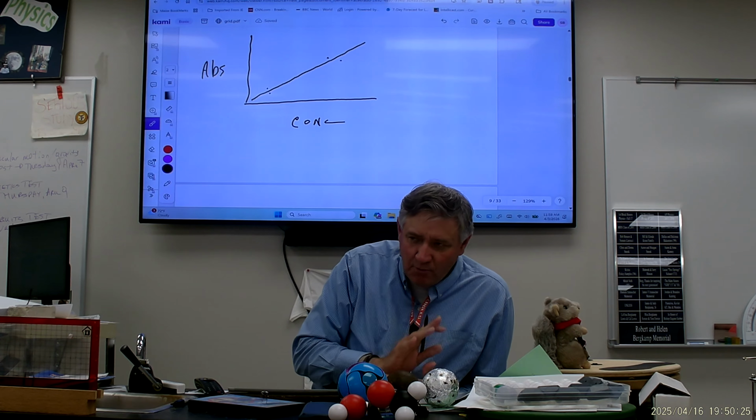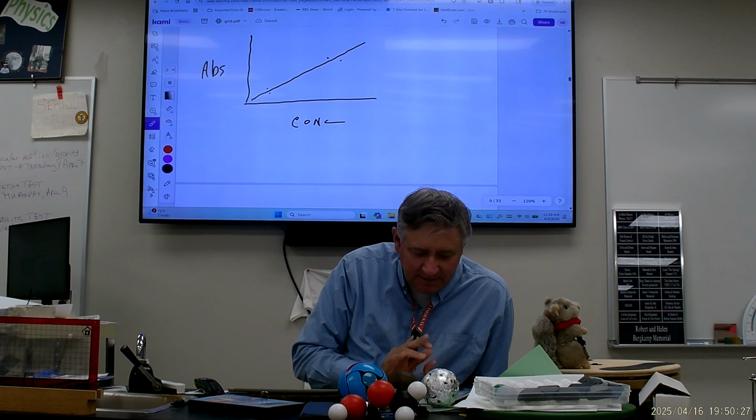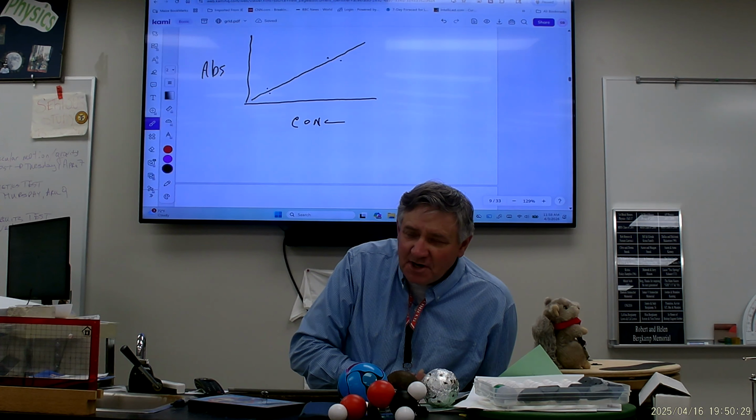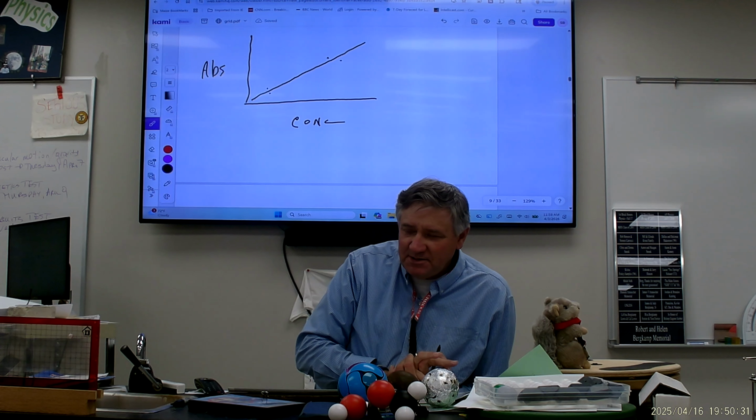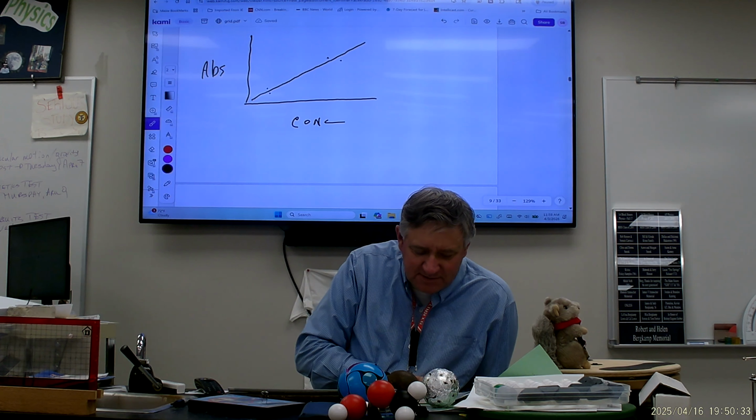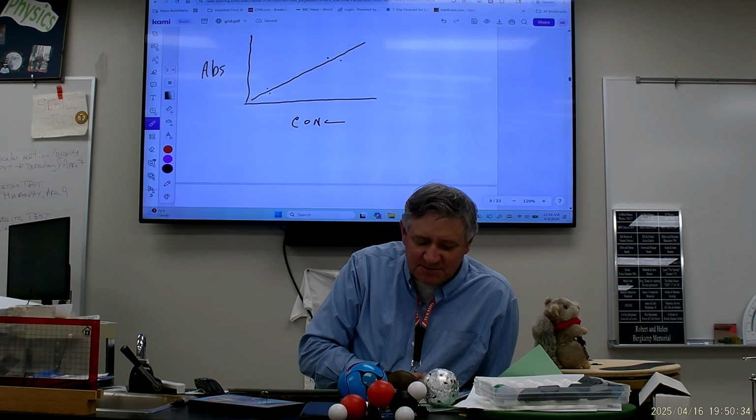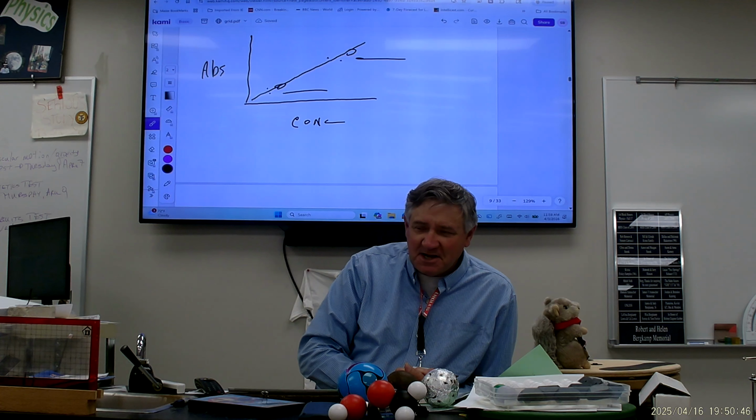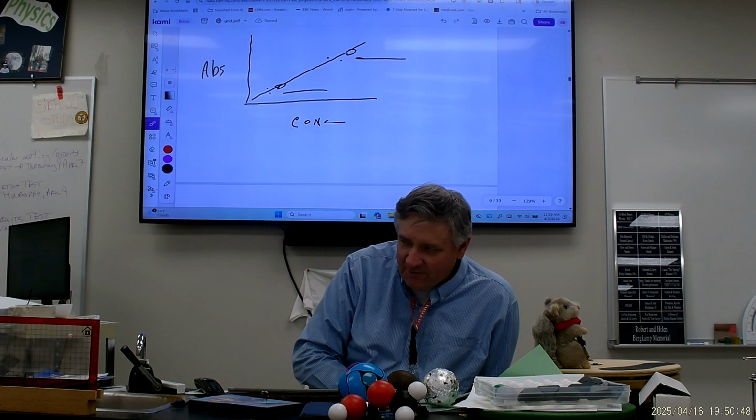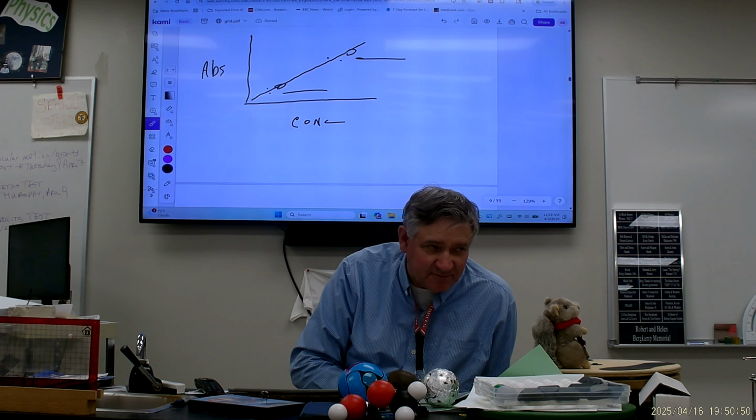So here's what's important: the slope of this line. Now, in the instructions, I tell you to circle the points on the graph that you're going to use to find the slope. A couple of points. Write those points down. Okay? Because everybody's slopes are going to be different. Everybody's points are going to be different.